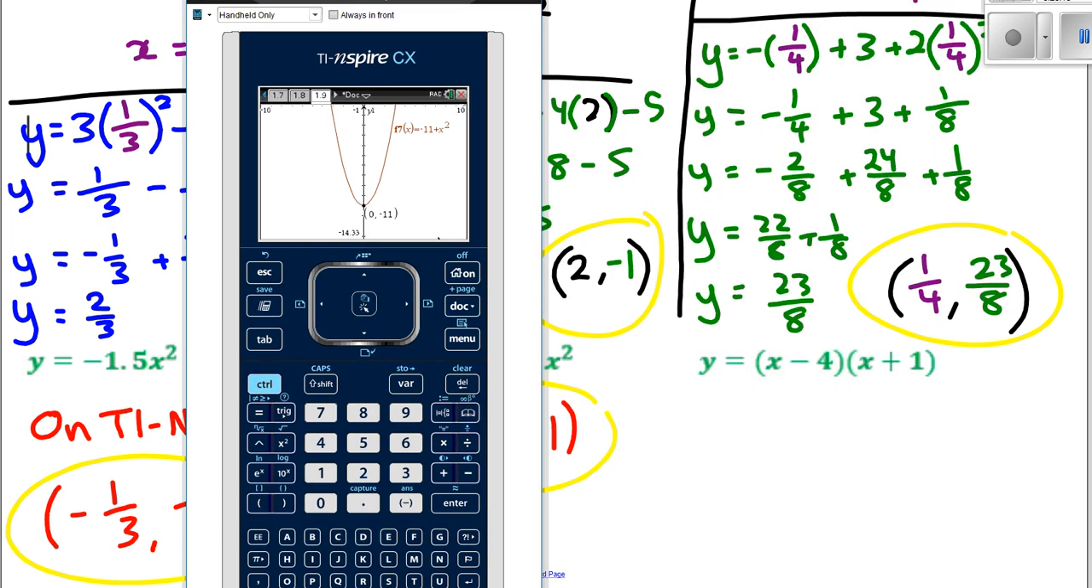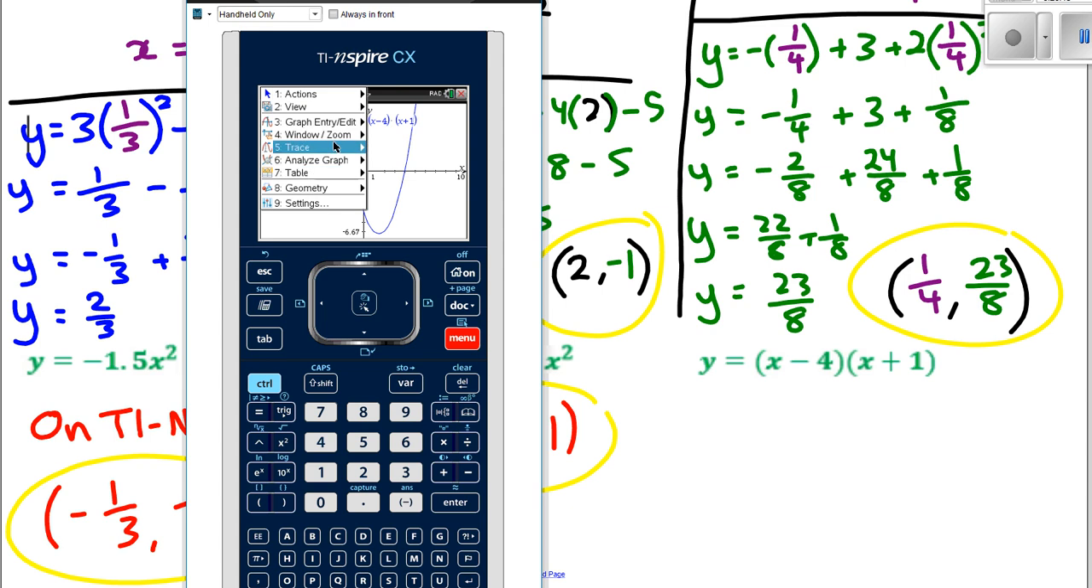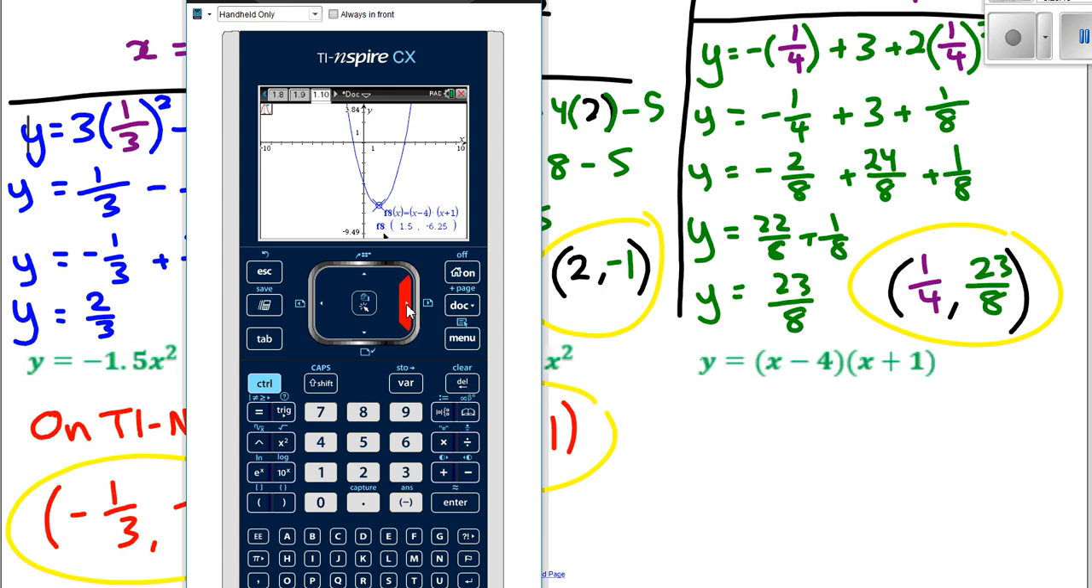We go brackets, x minus 4, bracket, open bracket, x plus 1. What happens if I don't close the bracket? Yeah, it just closes it for me. That's good. Enter. And it's the menu, trace, graph trace. Pop up. Oh, no, it didn't. It's so funny. I don't know why it doesn't sometimes.